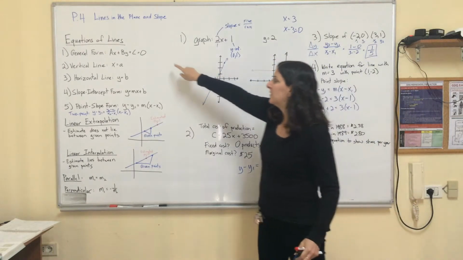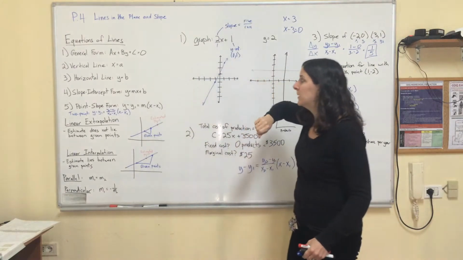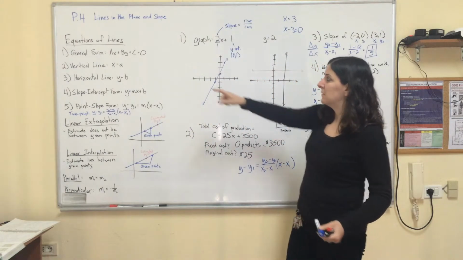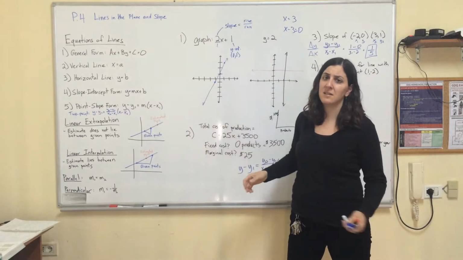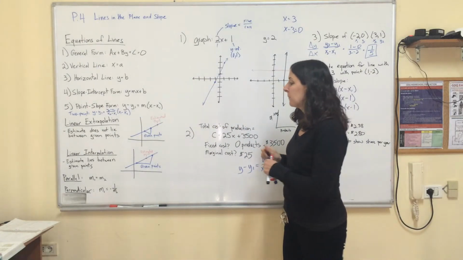This is to be used differently if they ask you for the general form of the equation. So whatever is with x, whatever is with y, and then c is the one that just doesn't have a variable with it at all.